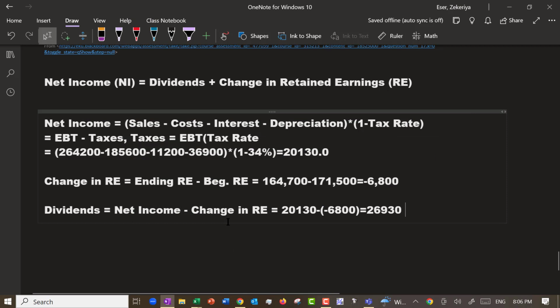But the key is, we wrote down what we know. You want to know dividends? What equation or identity do we know that involves dividends? Then let's figure out components of that.